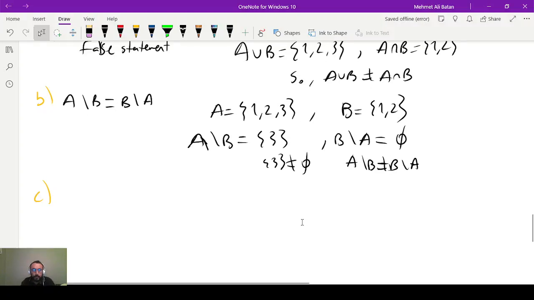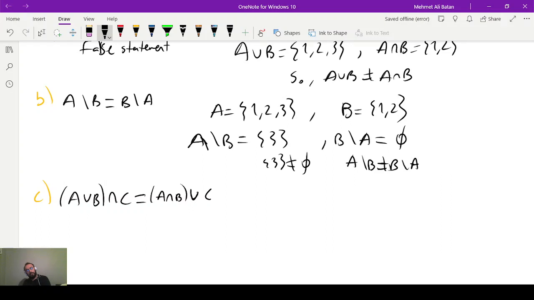Okay. So what about part C? Part C looks like a distributive law, but it's not. That's why it is wrong. Okay. So A union B intersection C is equal to A intersection B union C. Of course, this is also not true. You can choose C as an empty set, then everything will be clear, I guess.